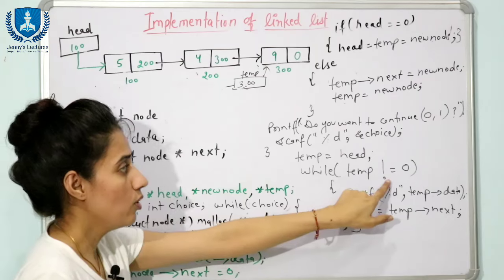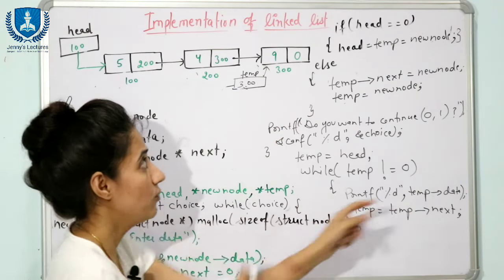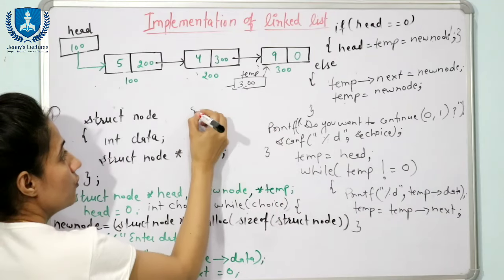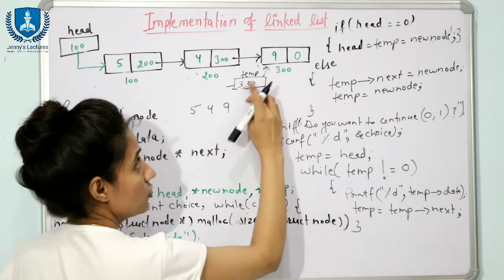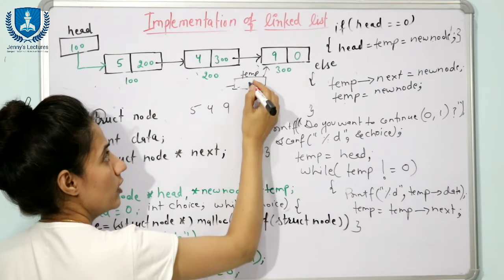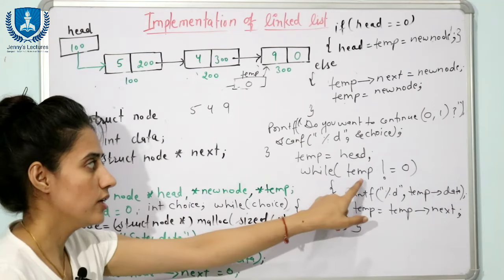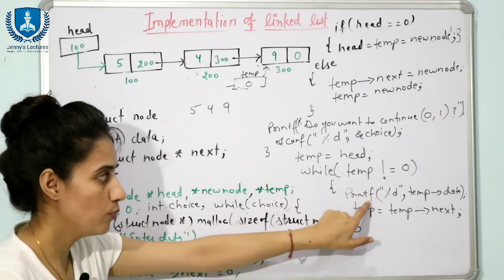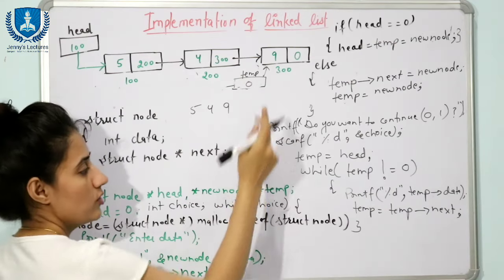So now temp is not null. Yes, temp is not null. The condition is true. Now again print temp data, that is 9 would be printed. First 5, then 4, then 9 would be printed. Now temp next. Temp next means 0. 0 would be assigned to temp. Now temp is going to contain 0. So now while temp not equal to null, now this condition is not true. Now we are not going to print here because now temp is what? Null. Temp is 0. So now simply you are going to exit.